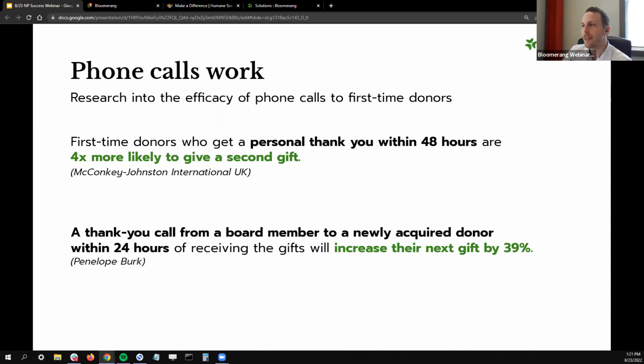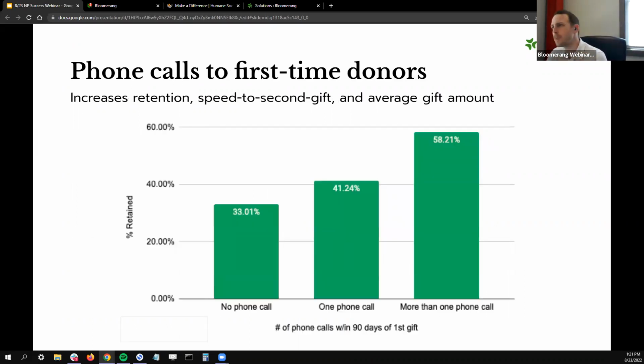So a thank you call, even if it's just a voicemail, can go a long way. And I'm going to speed through these slides, but here's a breakdown of what Bloomerang's data has shown. This is Bloomerang data from our customers, showing the percentage retained after a donation, by the number of phone calls within the first 90 days. So no phone call, only 33% retained. Just one phone call, we're upticking 8% in retention, which, as we saw before, 8% can make a huge difference.